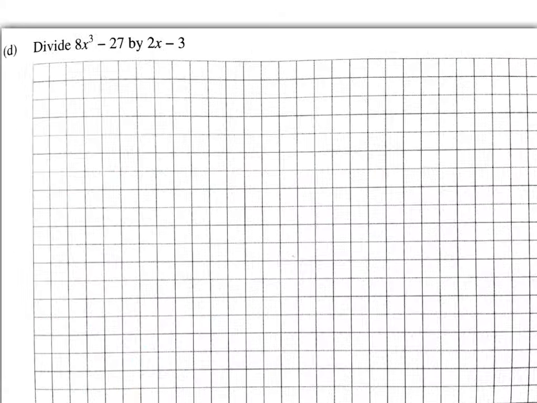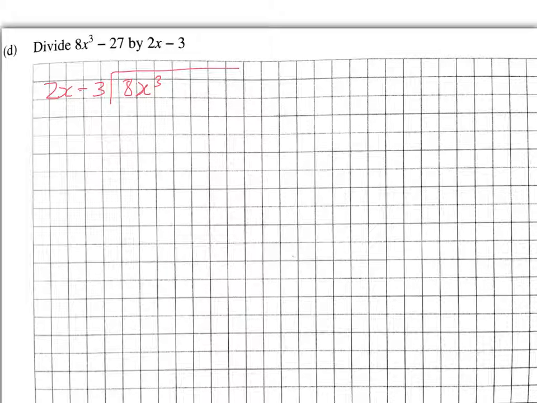Moving on, we're asked to divide 8x cubed minus 27 by this linear expression 2x minus 3. There's a variety of different ways which we can approach this question. The first way would be to do a straight long division process, and not everyone's favourite, but we'll go through it anyway. So when I divide 8x cubed minus 27 by 2x minus 3, what do I get? Well, let's just set myself up here for my long division.